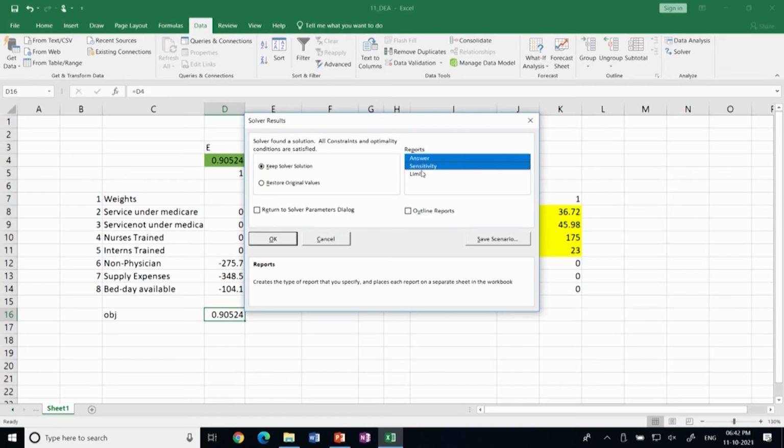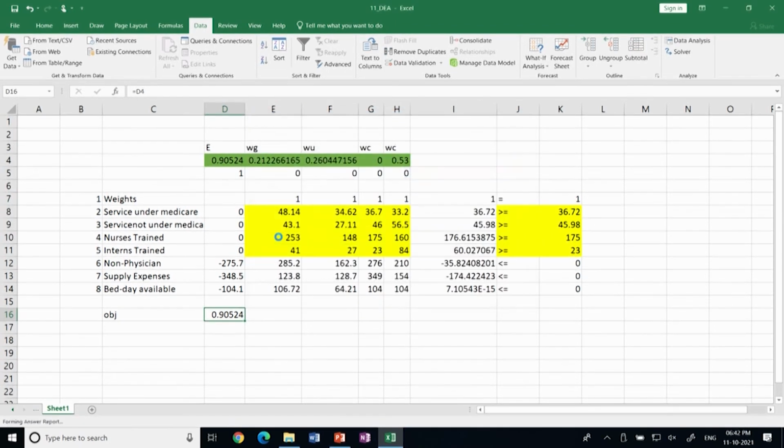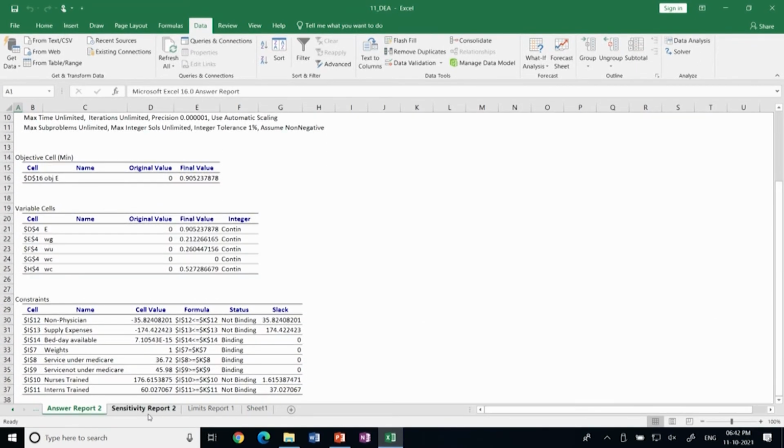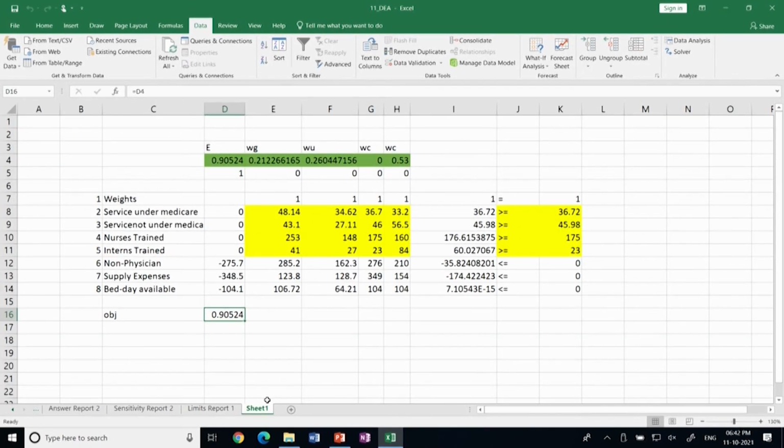I need the answer and sensitivity analysis limits, click it. Now I have the answer report and the sensitivity report. Now I will go to sheet 1 where I can see the value of E. The value of E is 0.905. Now I am going to take this output of this Excel sheet into the presentation. From there, I am going to interpret the output.